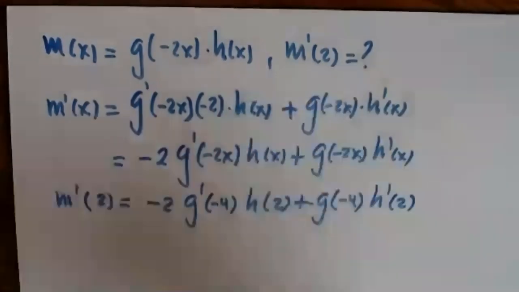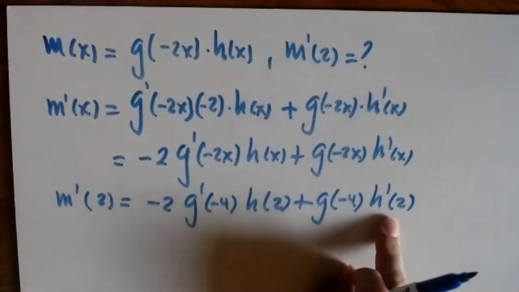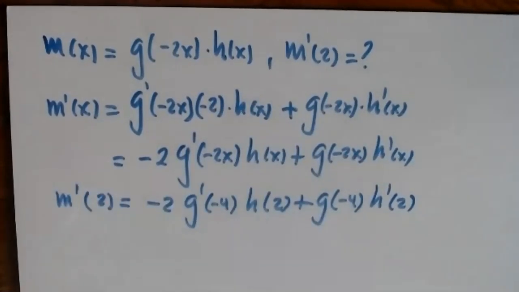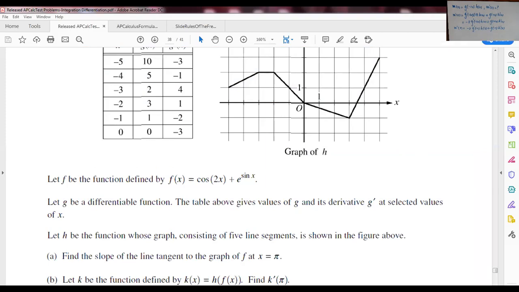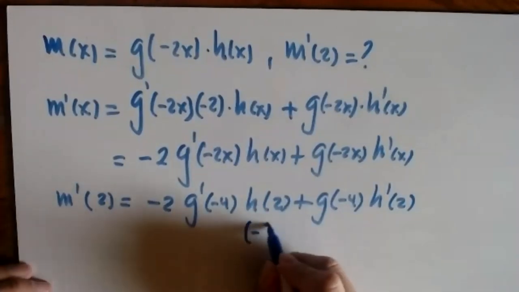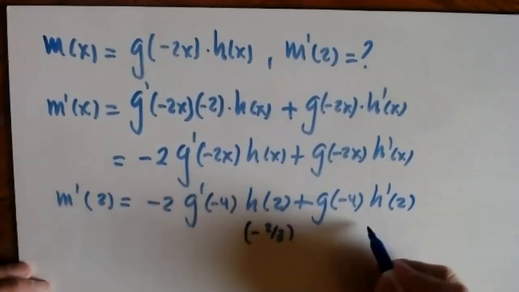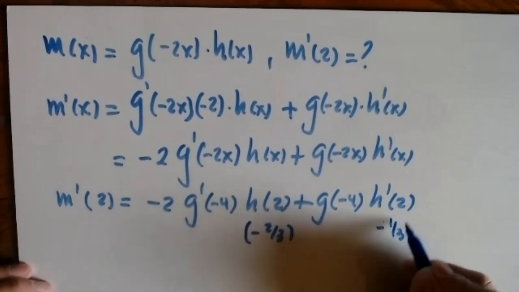Now, we know h of 2 and h prime of 2. So from the same graph, if we check that one, so right here, so here is h. h of 2 is, oops, coming like 2/3, right? 1/3, 2/3, 3/3. And the slope is negative 1/3. So we can put those values right here. Let me just go back. This is negative 2/3. And this is negative 1/3.